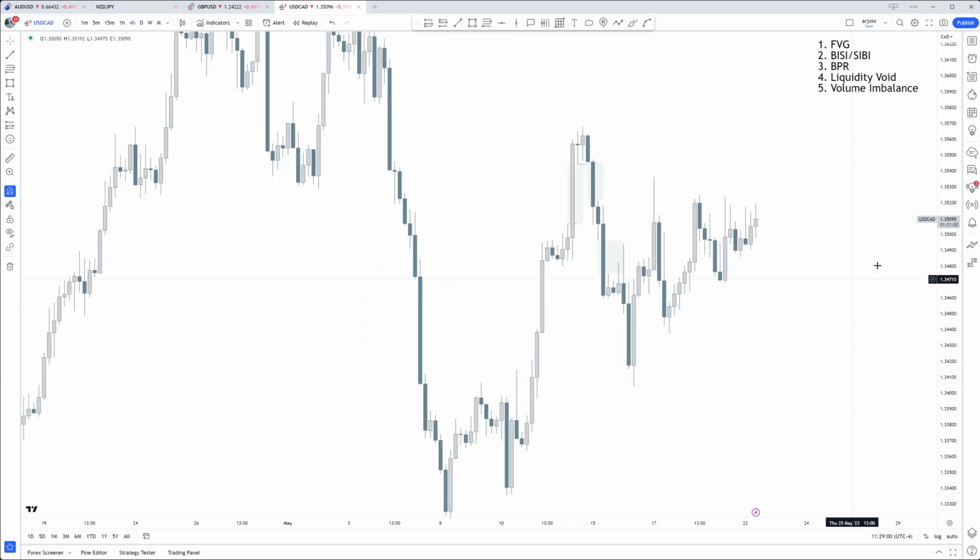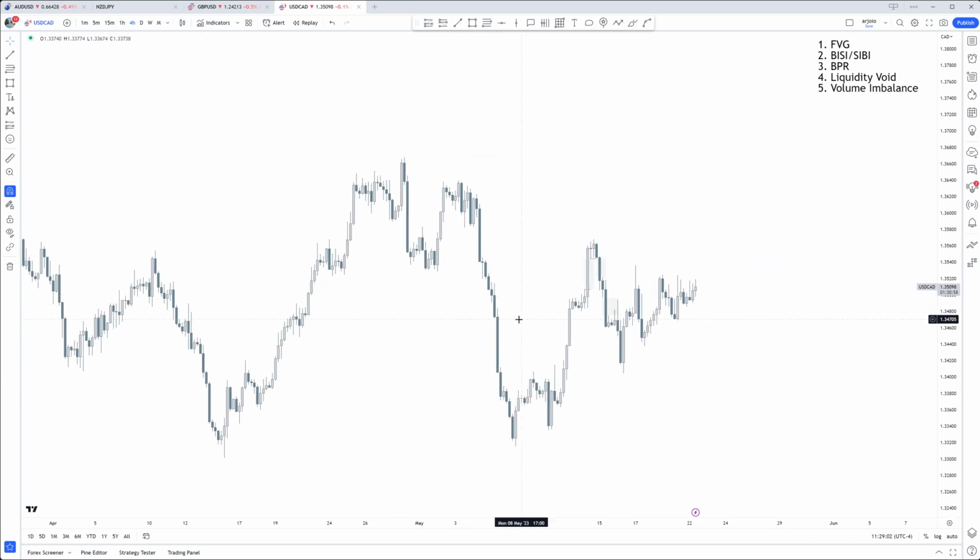So you can probably see how price is navigating towards these fair value gaps all the time. So right here, fair value gap, right here, fair value gap, right here, fair value gap. Price is constantly navigating towards those fair value gaps. So price is constantly rebalancing. It is rebalancing inefficient price action.